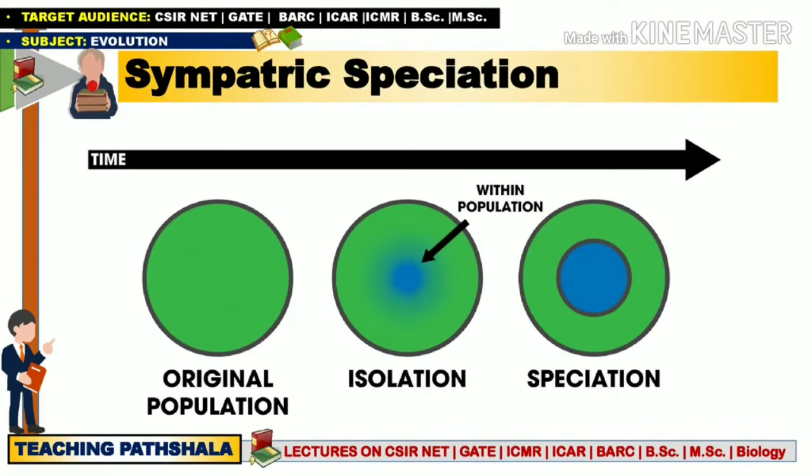So in dark green color you can see the original population, and after some time there is the start of isolation. That means the new species starts to form due to the emergence of a different kind of character. After the speciation, we can see that the dark blue color exists within the dark green color. That means the newly found species is still living with the original population. The dark green color shows the original population and the dark blue color shows the newly found species, but both are living together in close proximity in a single geographical area.